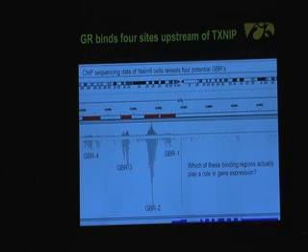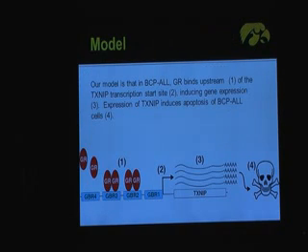Chromatin immunoprecipitation followed by deep sequencing of these NALM6 cells reveals 4 potential glucocorticoid receptor binding regions, GBR1, 2, 3 and 4, which are upstream of the TXNIP gene. Which of these binding regions actually plays a role in gene expression is what I did this summer. Our model is that in BCP-ALL, the glucocorticoid receptor binds to the GBR, the glucocorticoid receptor binding region, near the TXNIP transcription start site, inducing gene expression, and expression of TXNIP induces apoptosis in BCP-ALL cells.